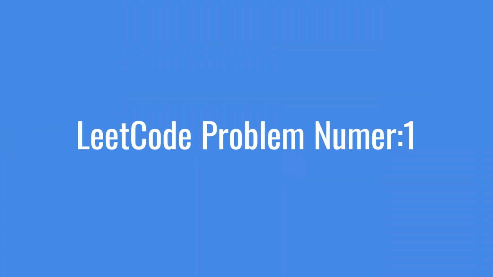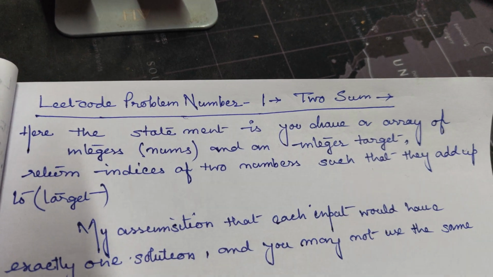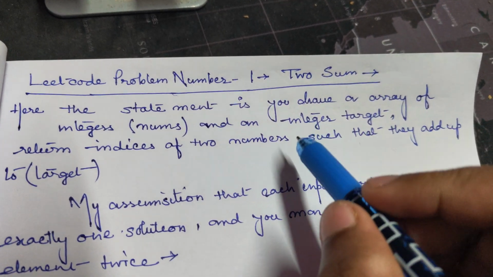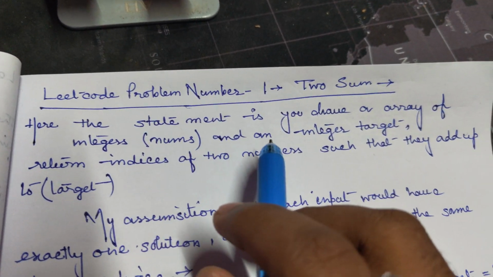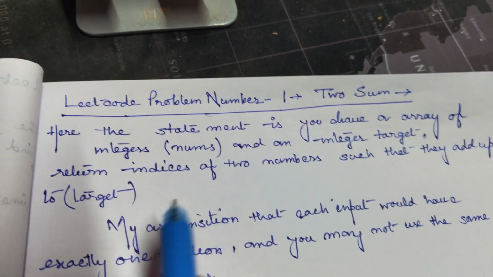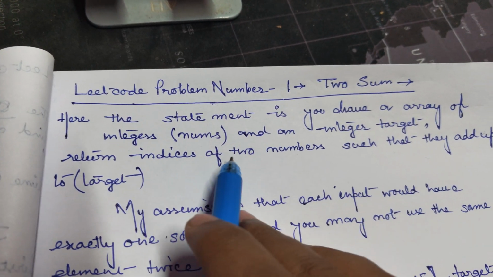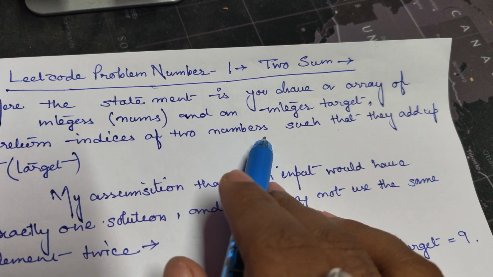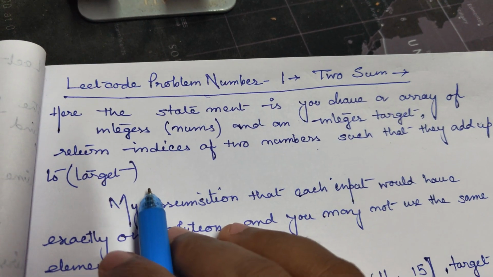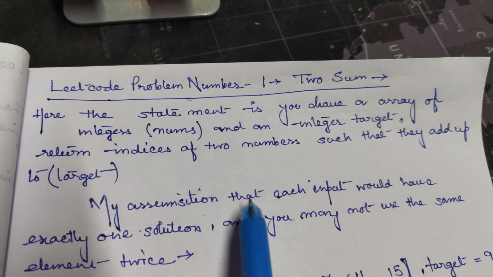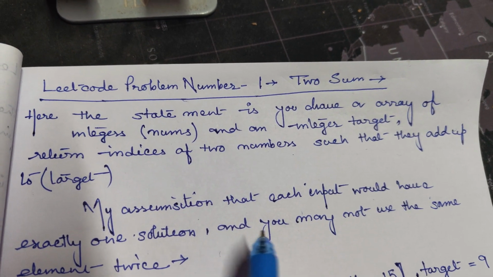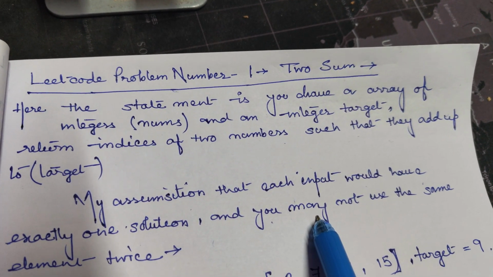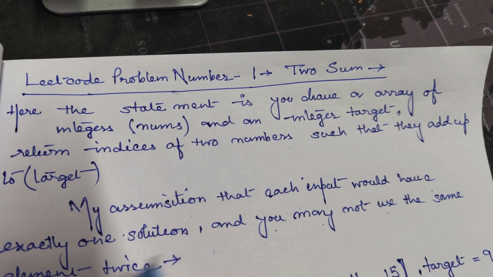Today we will be solving LeetCode problem number 1, the Two Sum problem. So here the statement is: you have an array of integers and an integer target. Return indices of two numbers such that they add up to target. My assumption is that each input would have exactly one solution, and you may not use the same element twice.